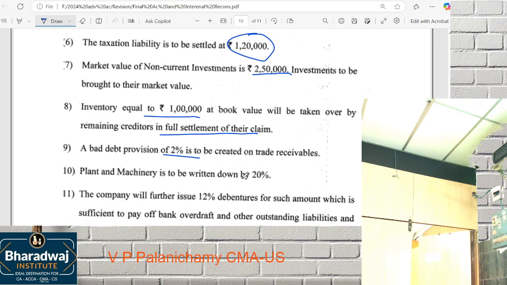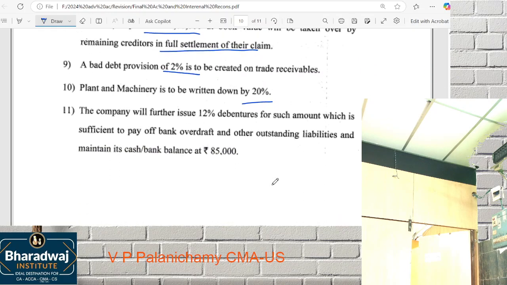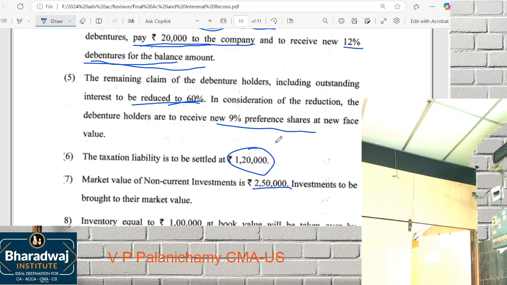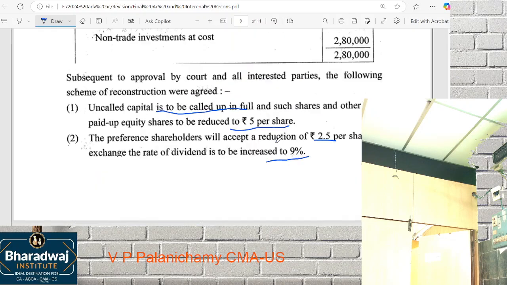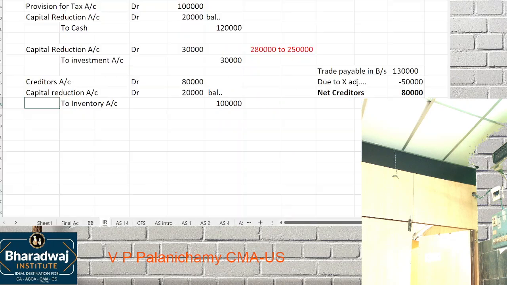What is the next one? Provision for bad debts, the machinery to be written down. Okay, that we can combine. Compulsorily, we have to write off which one? The P&L account debit balance you must eliminate. We can combine this in one entry. What entry will you pass? Capital reduction account debit. Compulsorily we have to write off the profit and loss account, then what else is given? Goodwill we have to write off.